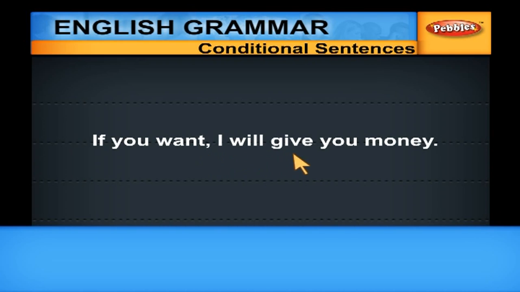If you want, I will give you money. The if clause, if you want, is in the simple present. The main clause, I will give you money, has to be in the simple future. The condition in a probable conditional clause is an open one or a likely condition.